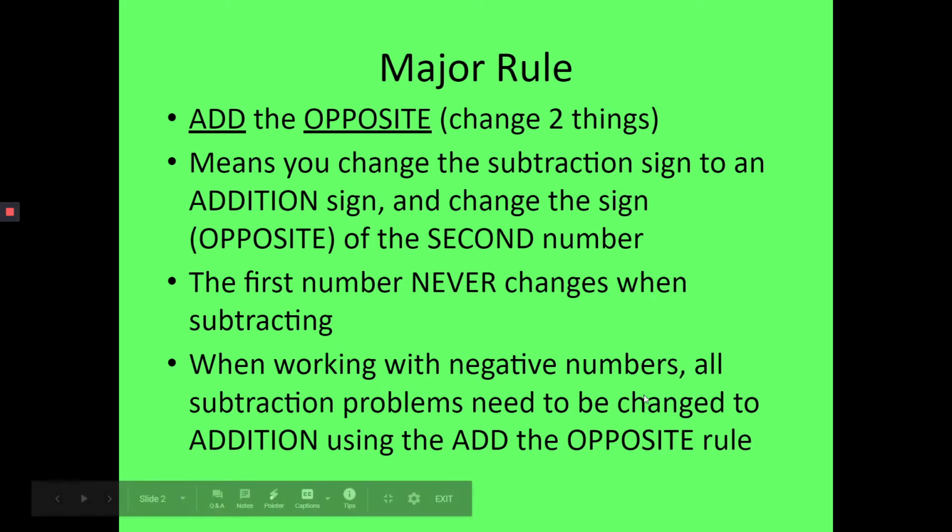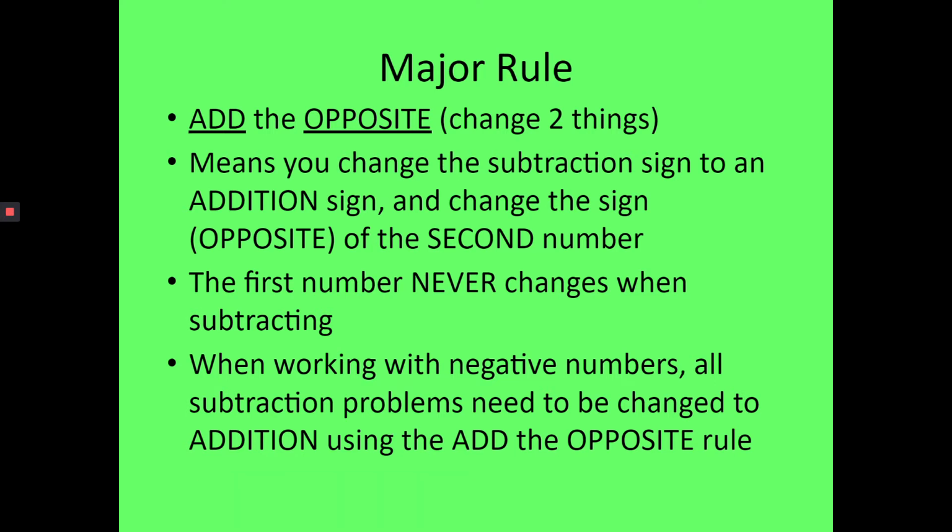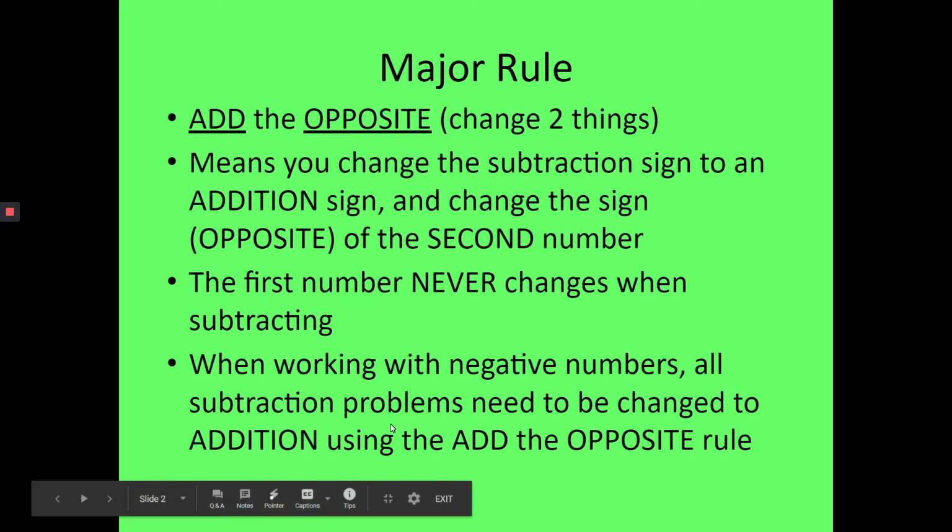And although it says down here that all subtraction problems need to be changed, most do. If it's basic subtraction, which would be a large positive minus a smaller positive, you really don't need to apply adding the opposite, although you can. But anything else, especially working with negative numbers, or if you have a smaller positive minus a larger positive, you definitely want to apply the adding the opposite rule to help you get the right answer.